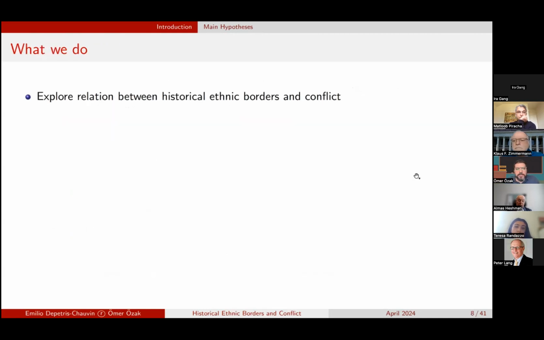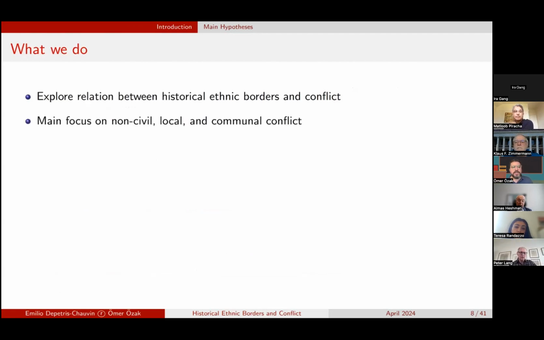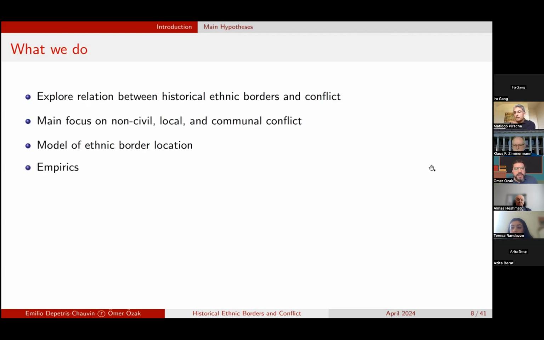So what do we do in the paper? We basically explore this relationship between historic ethnic borders and conflict, right? Our main focus will be on non-civil conflict, that is conflict that doesn't involve the state, and also other subtypes, including local, communal conflicts, right? We provide a model for ethnic border location, which we are then going to use partly in our empirical setting. And in the empirical part.